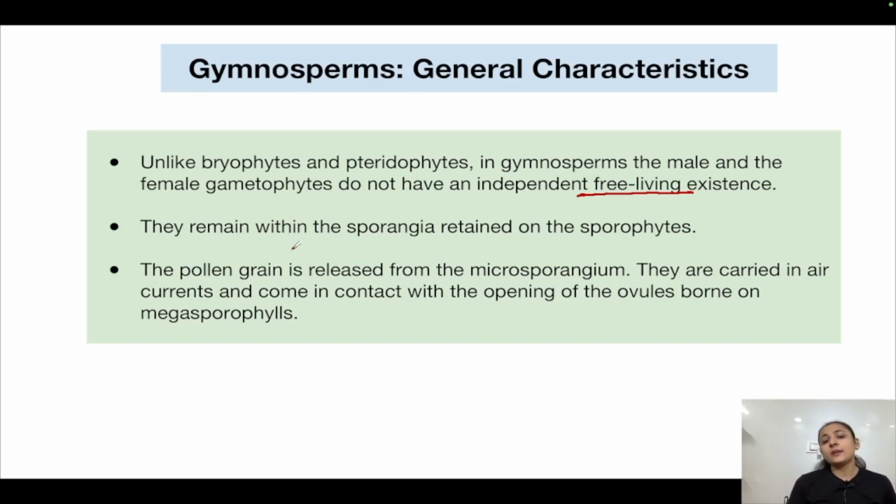The male and female gametophytes remain within the sporangia retained on the sporophytes. Male gametophytes, which are pollen grains, completely develop within the microsporangia, and the female gametophytes are retained within the megasporangia, which are retained on the sporophytes.